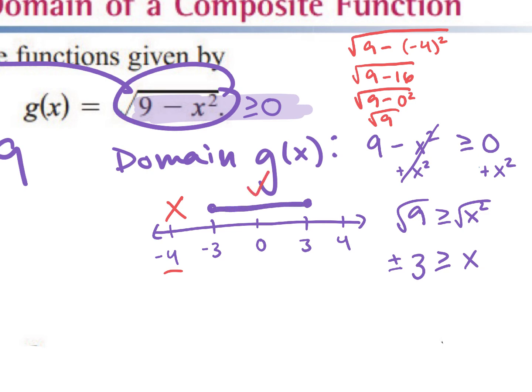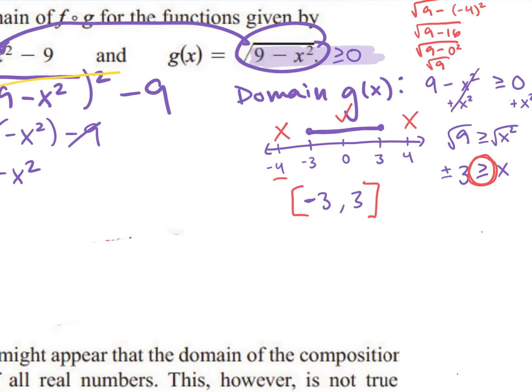So in interval notation, we are talking about from negative 3 to 3, the inside part. Because also if you tried 4, that wouldn't work either. So we're talking about the inside part. Would I put brackets or parentheses here? Brackets, because it's including negative 3 and 3, because we have that greater than or equal to sign. So we put brackets. So that's our domain for g.